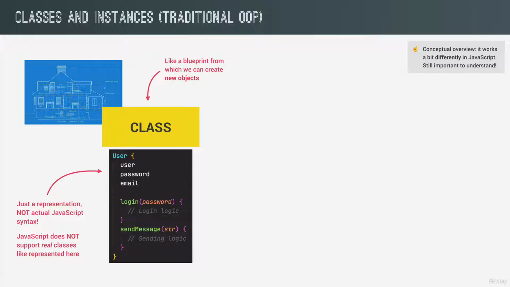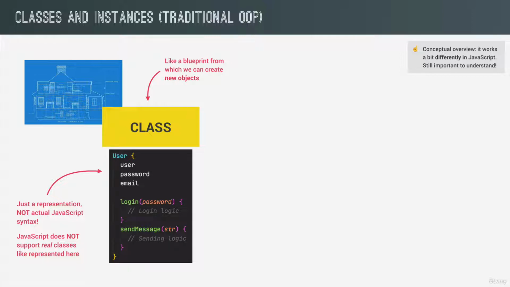On the other hand, we then have the behavior that is associated with the data. And in this case, that's just a login method and a method to send messages. So just like we learned in the last slide, this class has everything related to a user. So data and behavior all packed into one nice self-contained block.